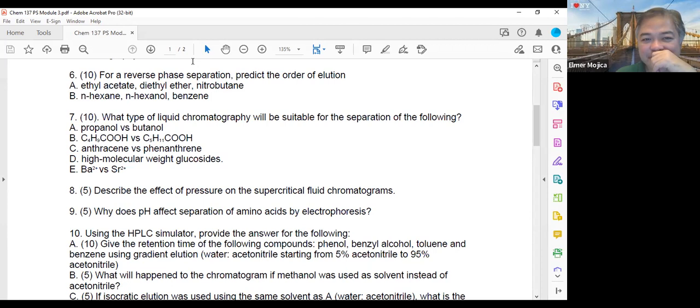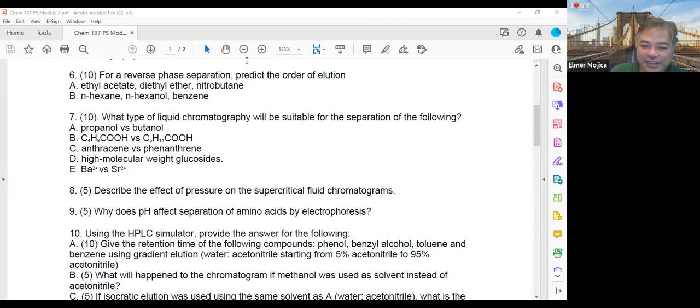Nanood ba kayo ng video? Size exclusion ba? You only use size exclusion in what? Saan mo gagamitin yung size exclusion dyan? Sa 5 yan. You only use size exclusion in high molecular weight.